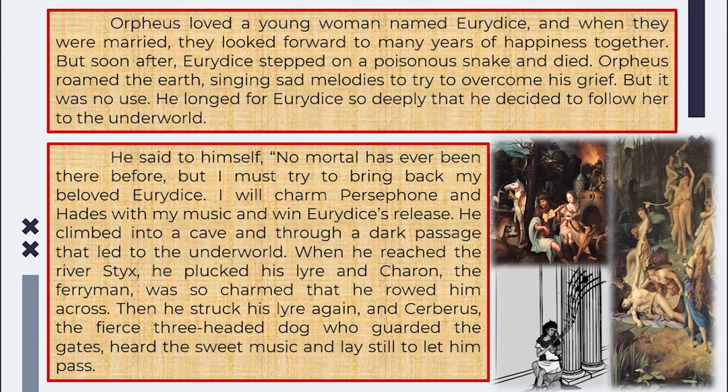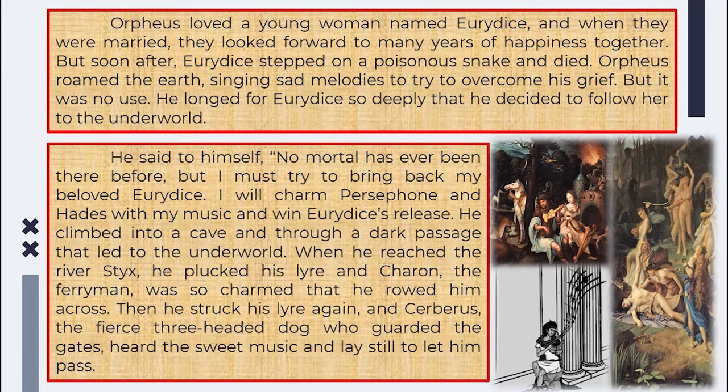Orpheus loved a young woman named Eurydice, and when they were married, they looked forward to many years of happiness together. But soon after, Eurydice stepped on a poisonous snake and died. Orpheus roamed the earth, singing sad melodies to try to overcome his grief. But it was no use. He longed for Eurydice so deeply that he decided to follow her to the underworld.